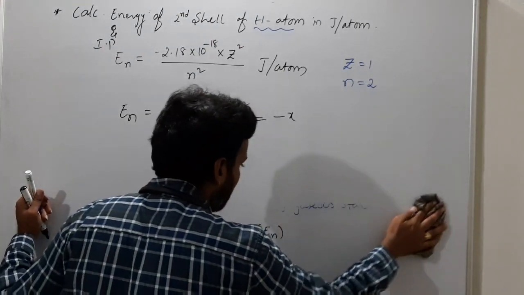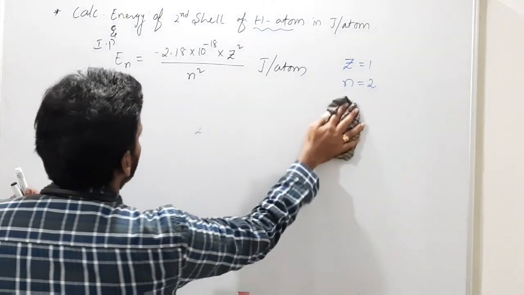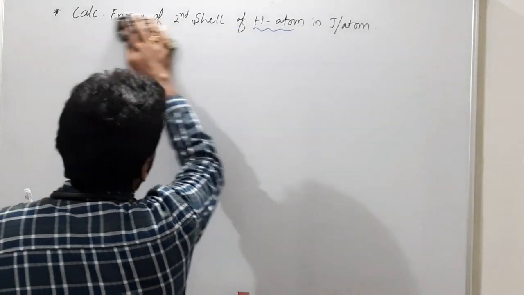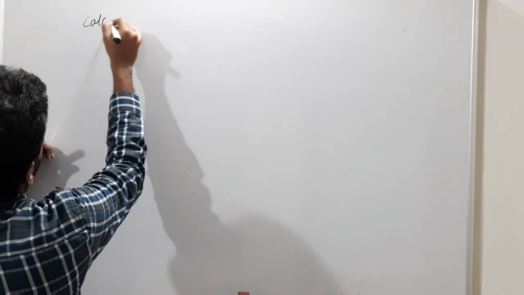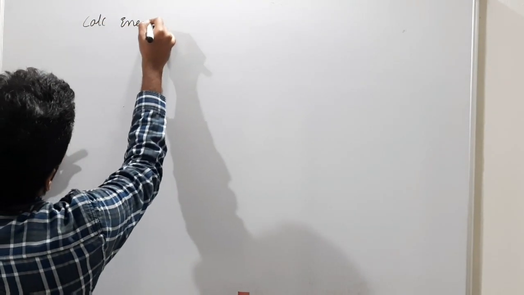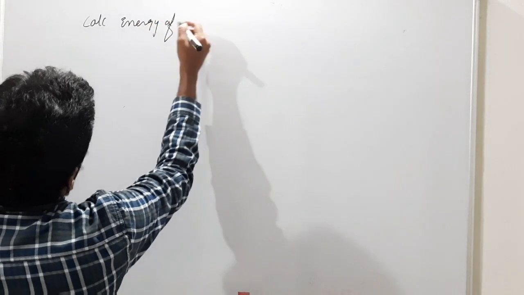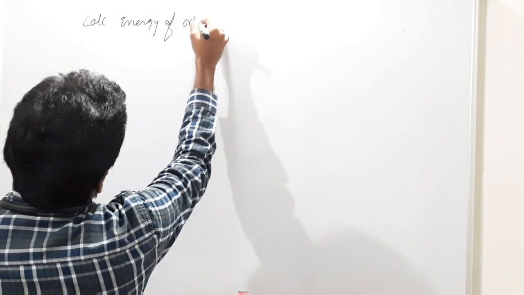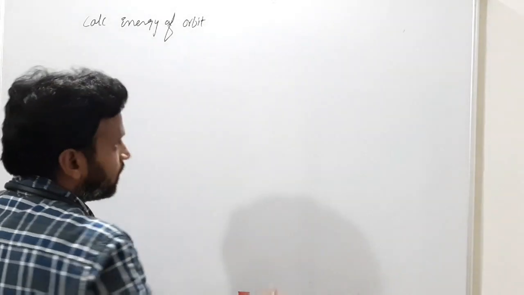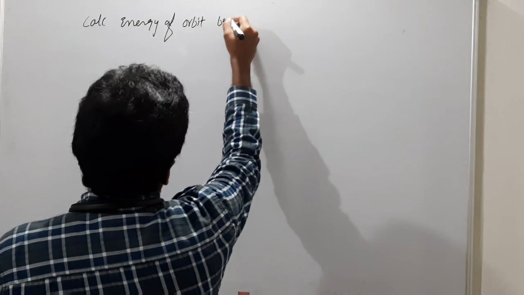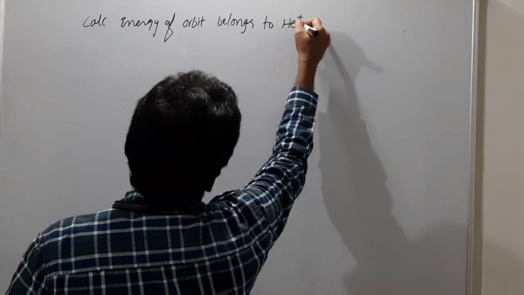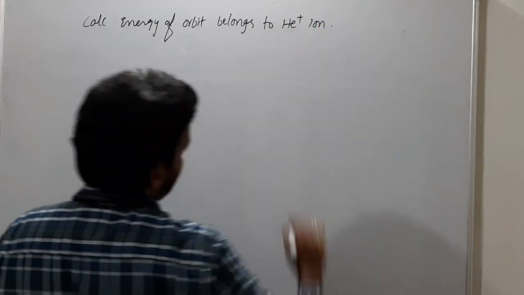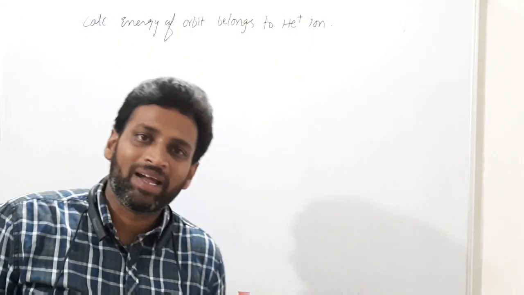So I'll go for one more numerical, similar kind but different. I'll give you: calculate energy of a particular orbit belonging to He plus ion. He plus ion they give.